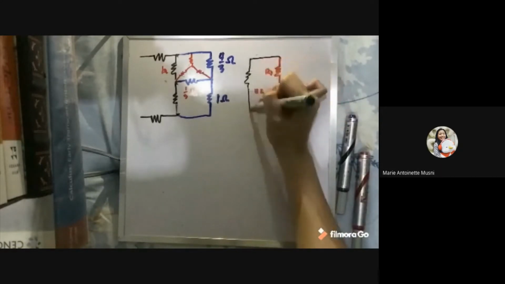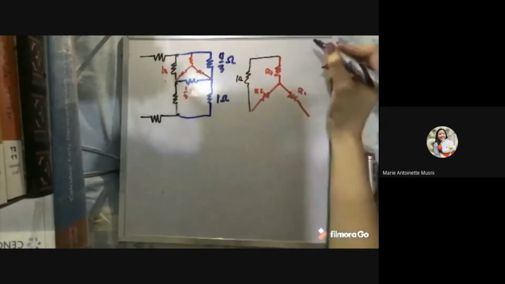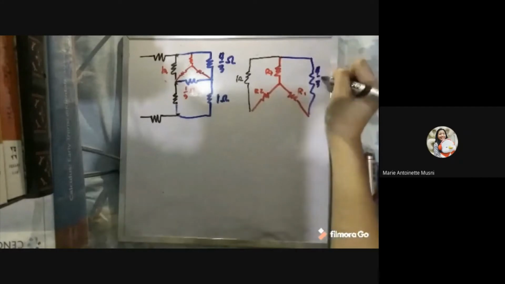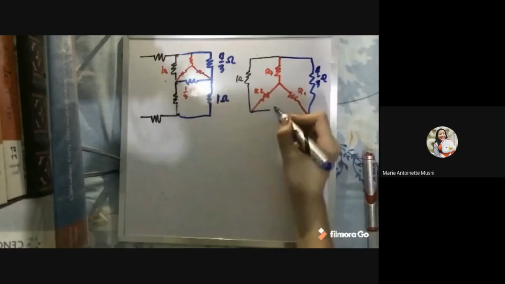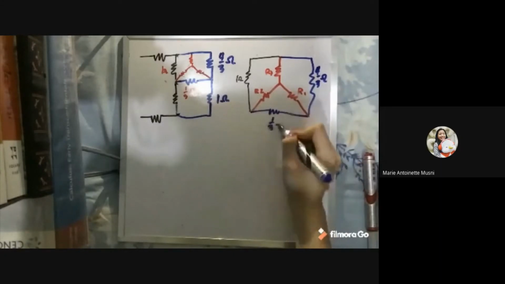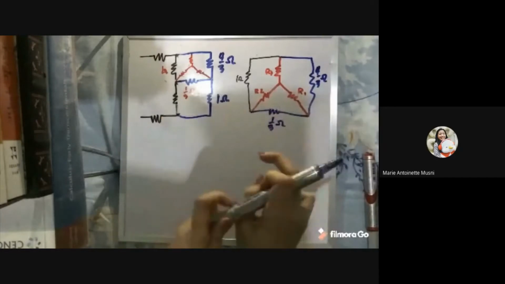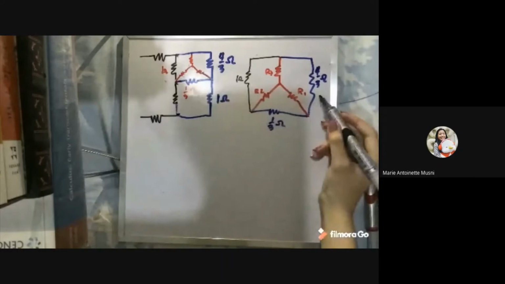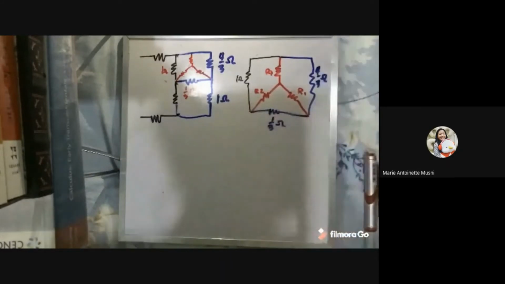The 1 ohm resistor here, and the 4/3 ohm resistor, and the 1/3 ohm resistor here. So again, let's go back to our delta to Y transformation formula, which is adjacent times adjacent all over the sum of the surrounding.